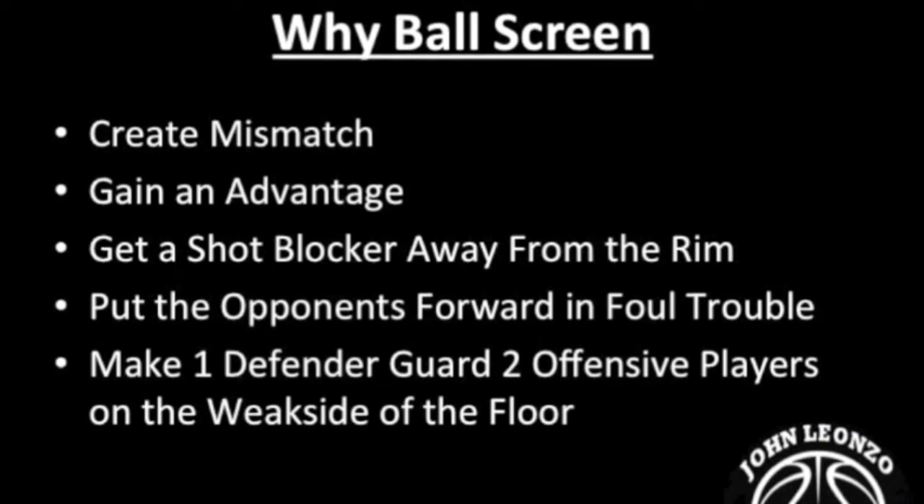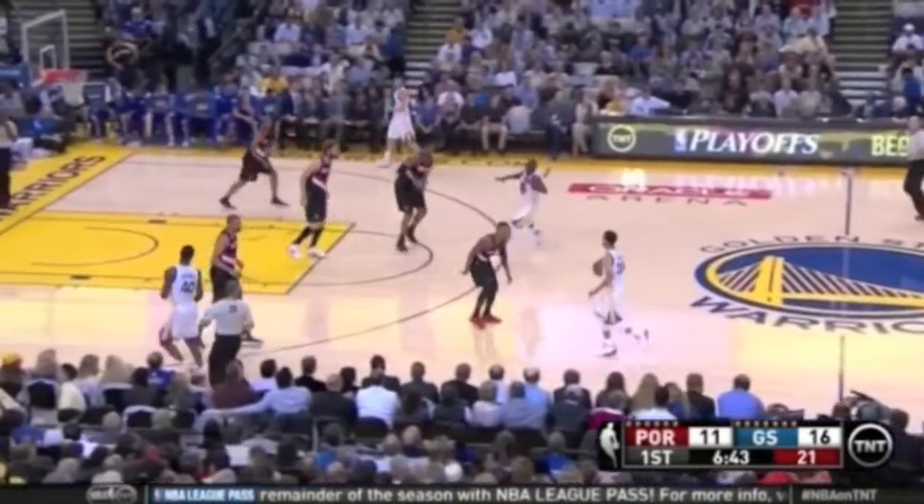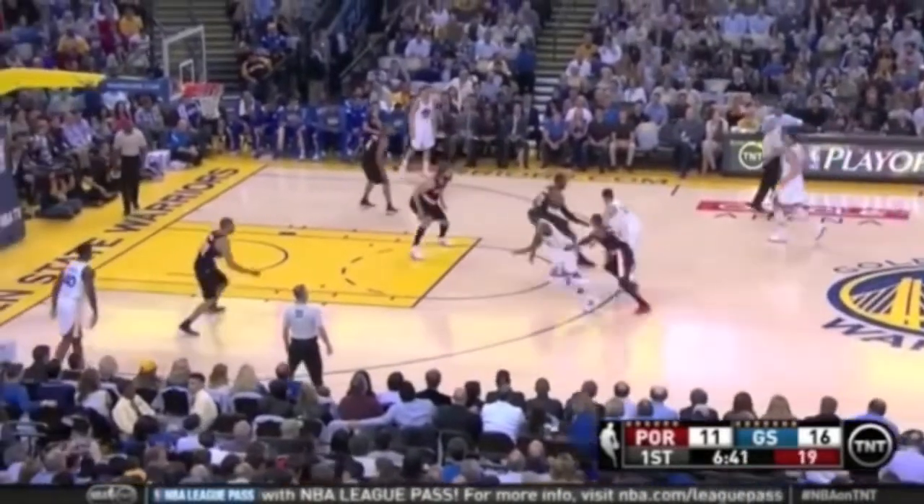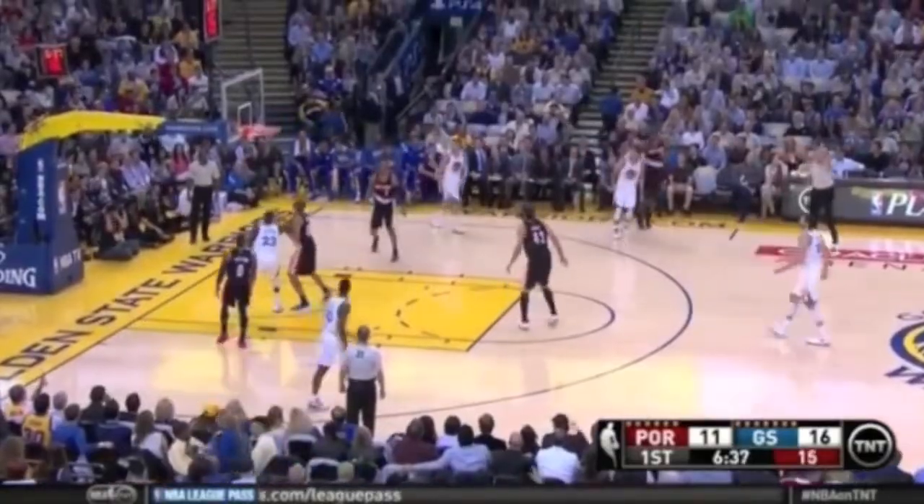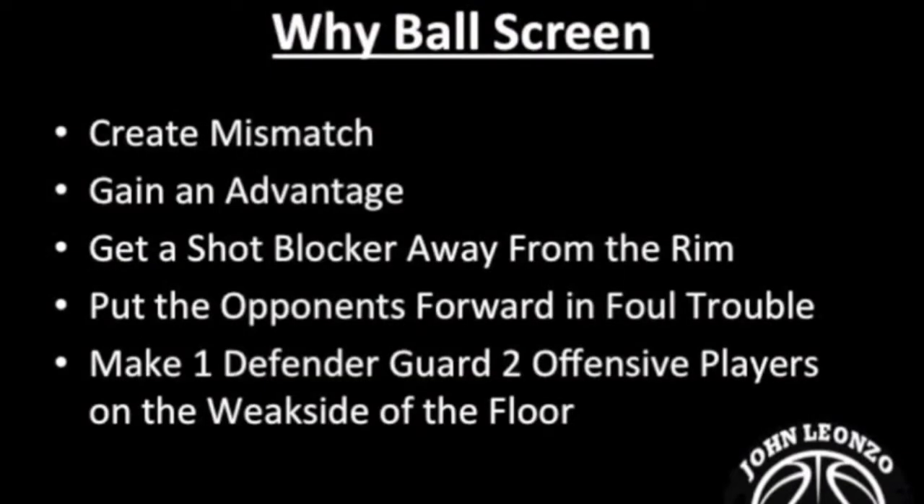The first reason why you would want to use the ball screen is to create a mismatch in terms of personnel and who is guarding whom. Most times the ball screen occurs between a post player and a guard, and if a switch occurs, then there's a favorable matchup for both positions and the advantage is yours.